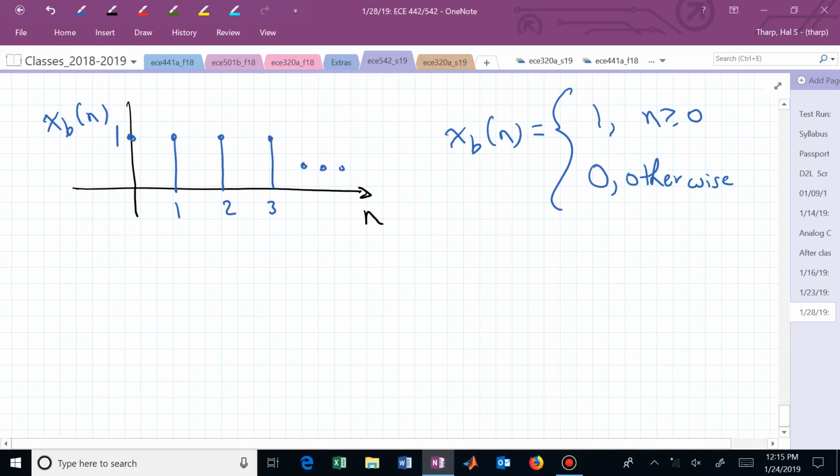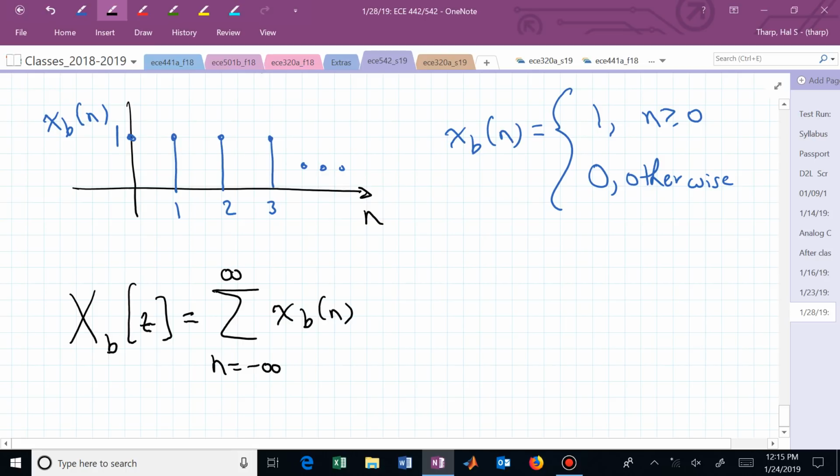You know what's coming. What's the z transform of this waveform? x sub b of z is now this infinite sum from minus infinity to infinity of x sub b of n z to the minus n. And that can be simplified. x sub b of n is 1 only for n's indices from 0 all the way up to infinity. So we can now rewrite this as the sum from n equals 0 to infinity of 1 times z to the minus n.